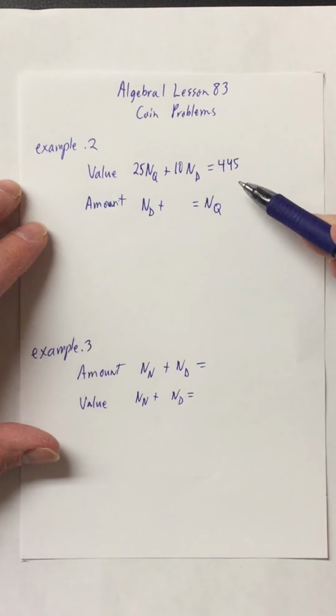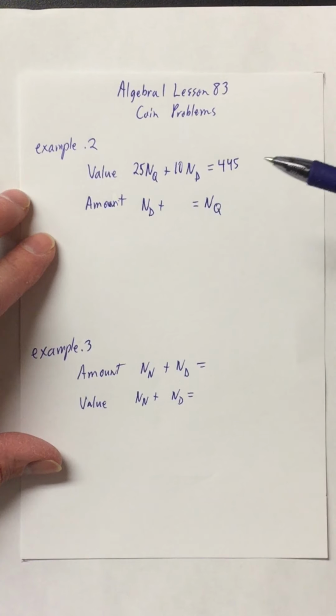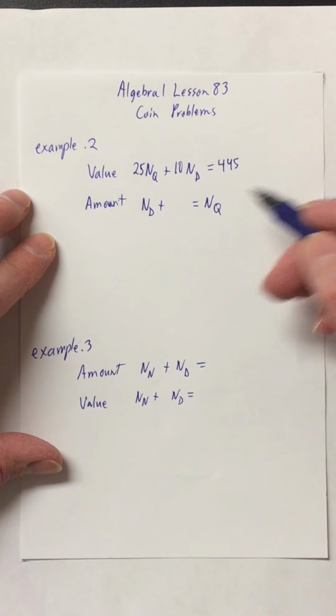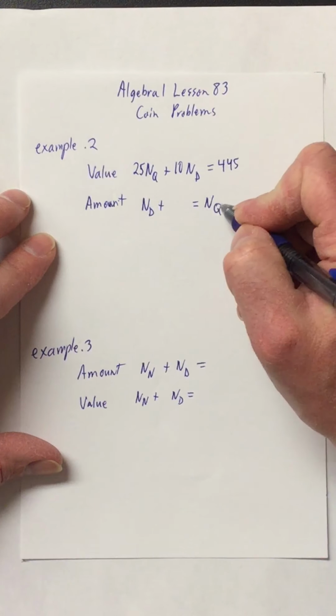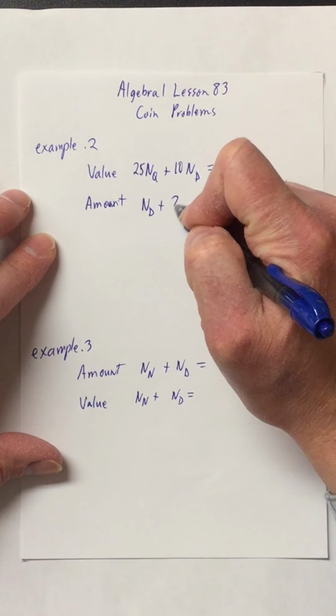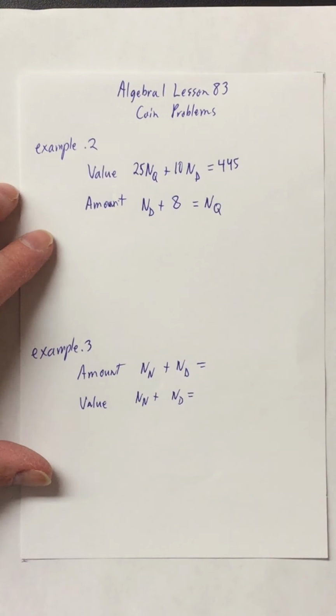Then we look at the second part of the problem and we write an equation that involves amounts. And it tells us she has 8 more quarters than dimes. Okay, so if she has more quarters, then we have to add to the dimes to get to the same amount. How much? We have to add 8. So there are our two equations, and we're set up to solve this.